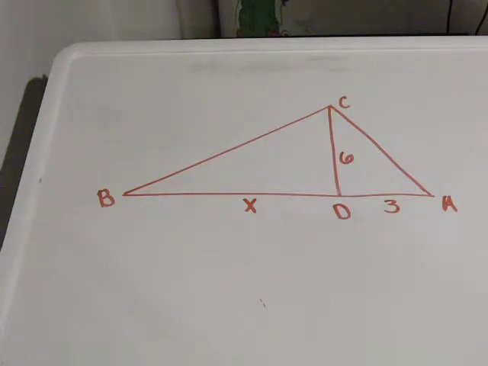Next, you set up your proportion. Since 6 is your reflexive side, that is your mean, your proportion should read x over 6 is equal to 6 over 3. Then you cross multiply and solve. 3x is equal to 36. Then you divide by 3 and you get your answer, which is 12.